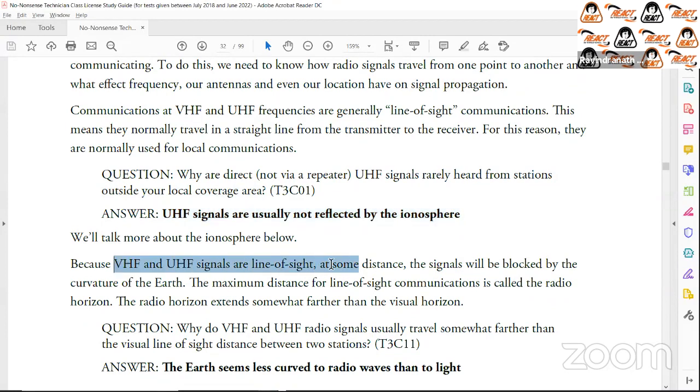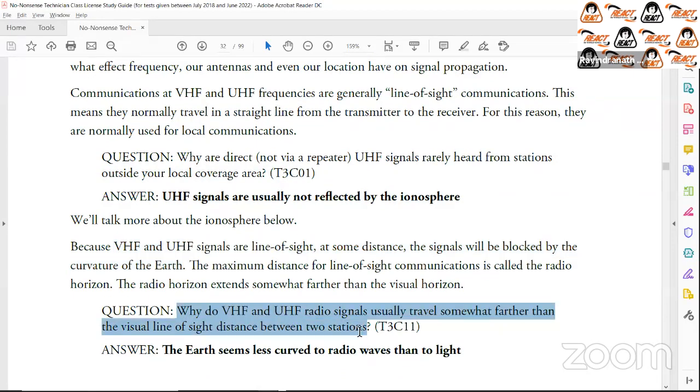Also, they are making the point that because UHF and VHF signals are line of sight, they will be blocked by the curvature of the Earth. But notice we said that unlike light, the radio signal will travel just a little further and will be refracted, all right? So just bear that in mind. Even though it's line of sight, it goes a little further than what we know to be actual visual line of sight. So it goes a little beyond visual line of sight due to the curvature of the Earth.